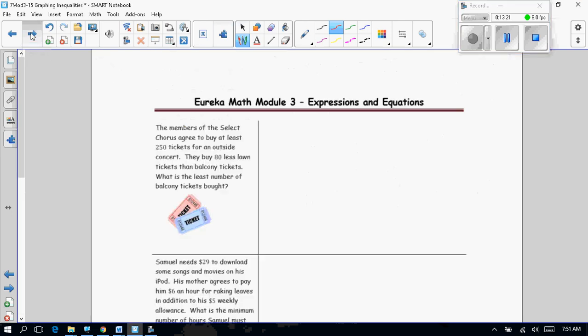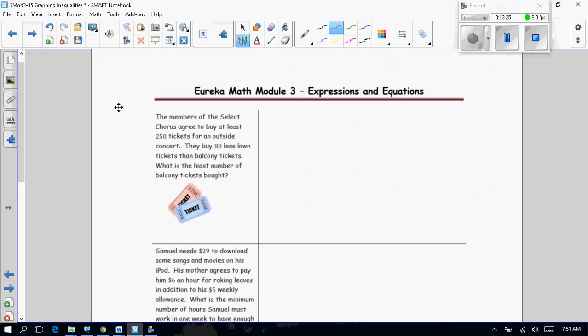All right, let's go to the top of the next page. So the members of a select chorus agree to buy at least 250 tickets. I'm going to underline that. At least 250 tickets for an outside concert. They buy 80 less lawn tickets than they buy balcony tickets. Lawn tickets is less than the balcony tickets. What's the least number of balcony tickets bought? Okay, so I'm going to have balcony tickets.